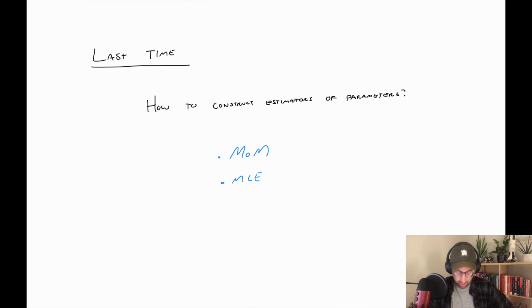In that video, we were talking about parametric inference, and in particular, within parametric inference, we were saying, well, we have these parameters we want to estimate. How do we estimate them? And the ways that we looked at for doing that were method of moments and maximum likelihood.